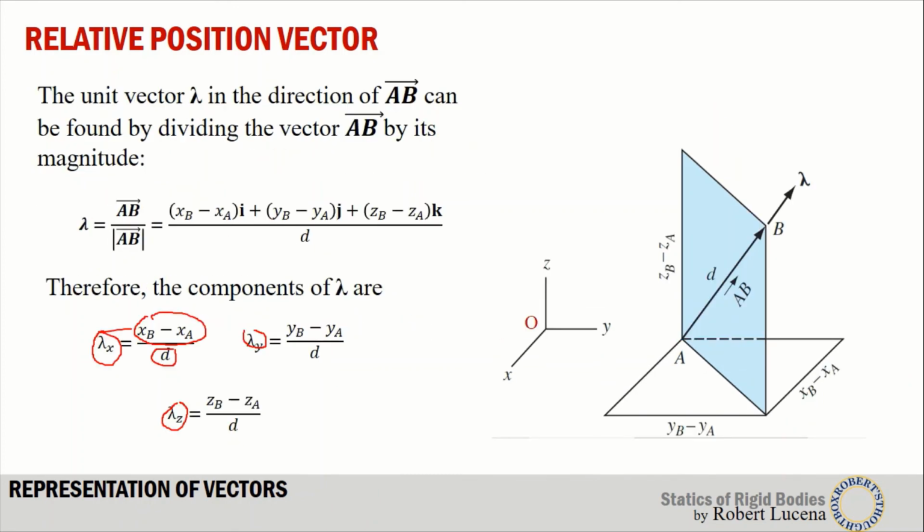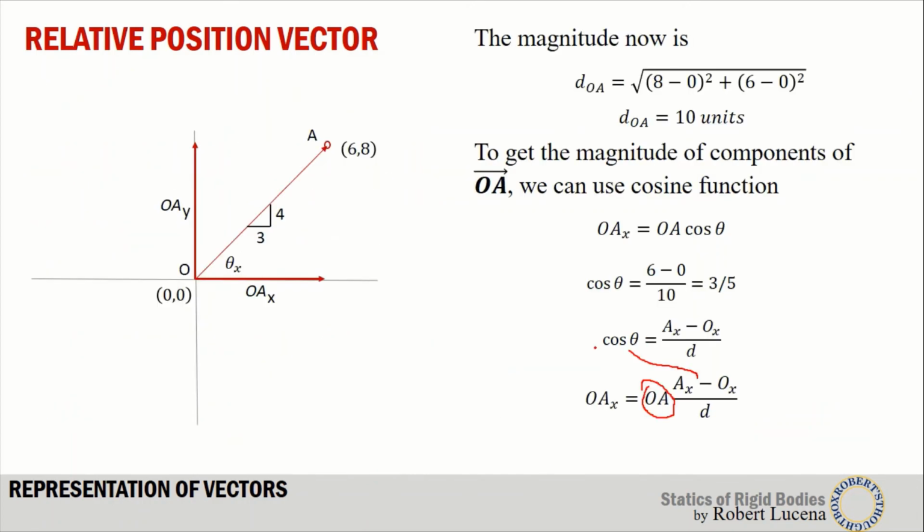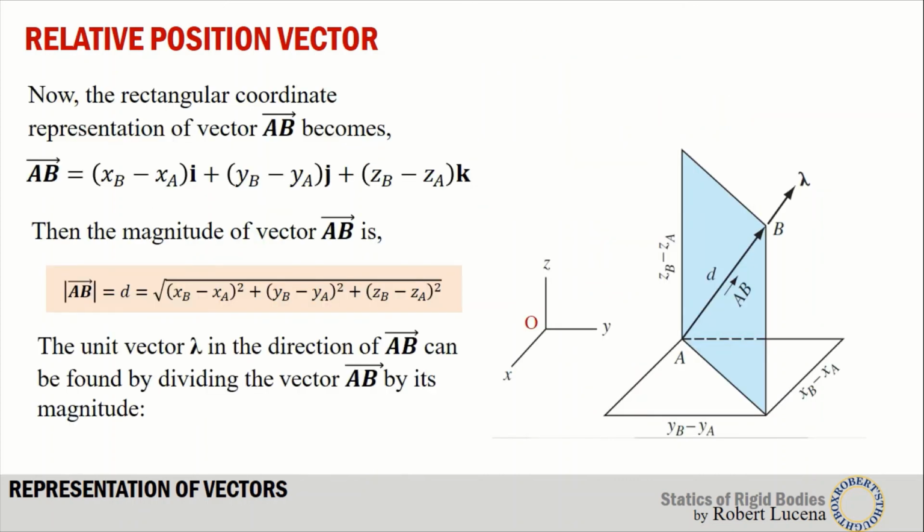Now, as you can see, this is similar to what we have defined previously, where the direction cosine is the change in the x coordinate of O and A, or I mean the change in coordinate of A to O, that is Ax minus Ox over d, and that's the same in this one.